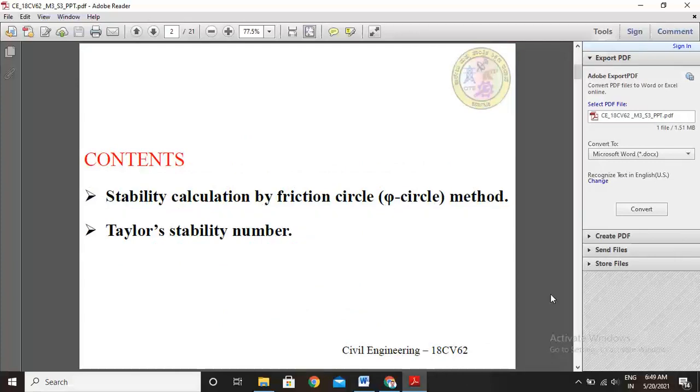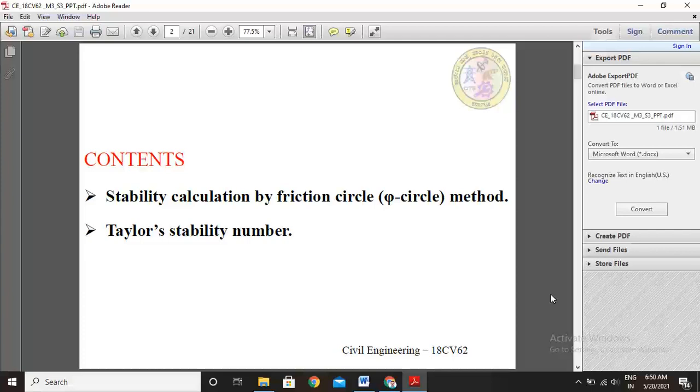So today's session 3 contents: stability calculations by friction circle, that is the phi circle method. Today's most important parameter is this one, and the second content is Taylor stability numbers. These two contents are required to explain in detail in today's class.